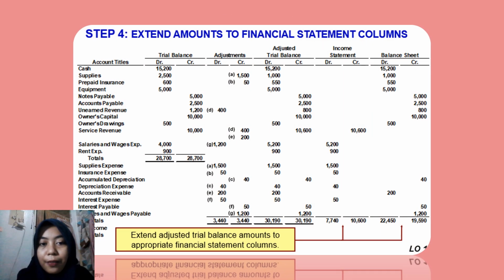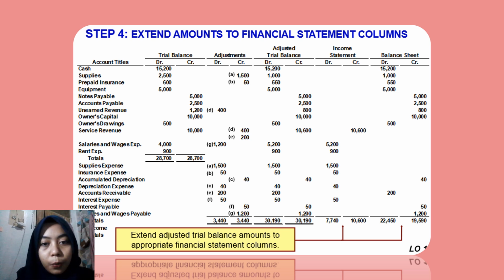Step 4 is extend amounts to financial statement columns. For the financial statements, there are the income statement and balance sheet. We must know that assets, liabilities, and equity you can put in the balance sheet, and expenses and revenue you can put in the income statement.